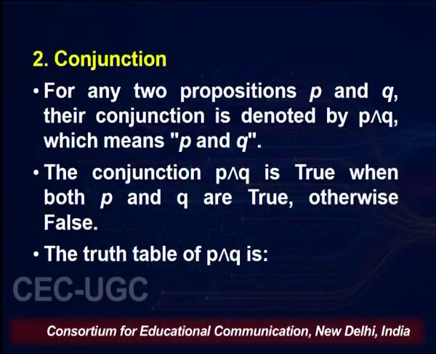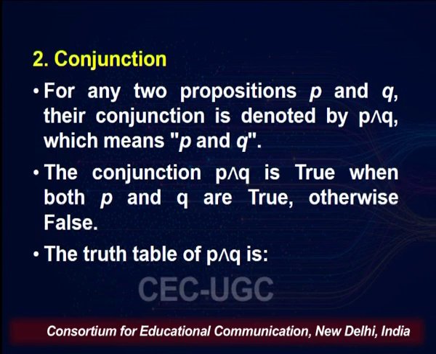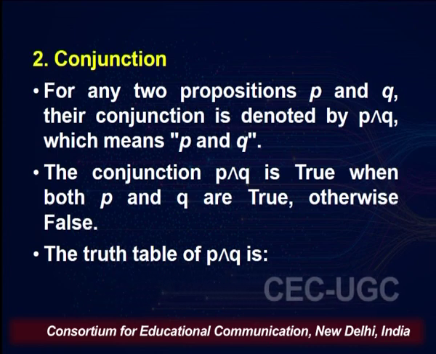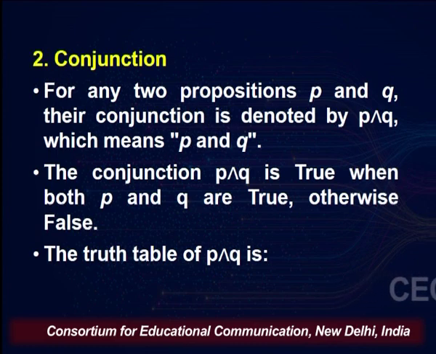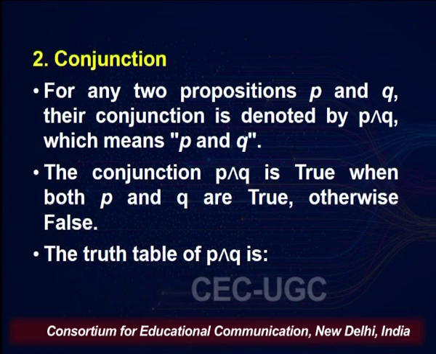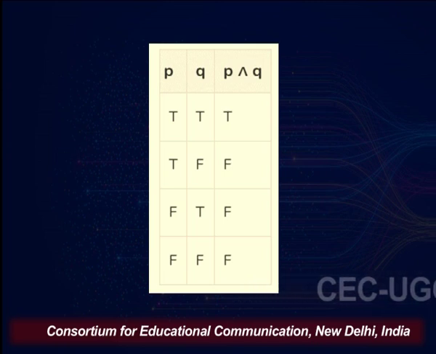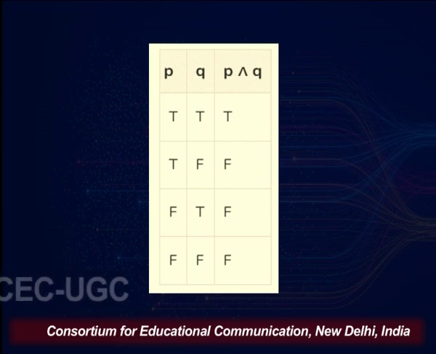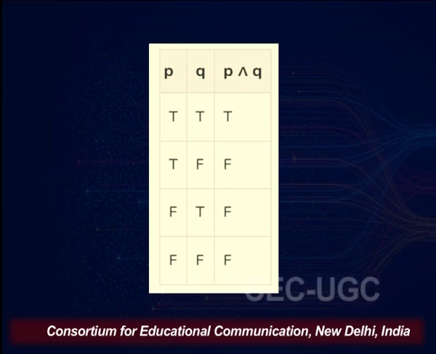Similarly for conjunction, with two prepositions P and Q, the conjunction is denoted by P and Q, and it is going to be true when both P and Q are true, otherwise false. Here is the truth table of P and Q. If you look at that column, it is true if and only if P and Q are both true. In all other cases it is false.